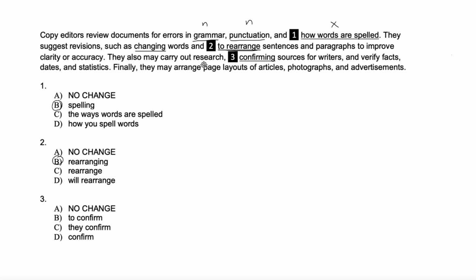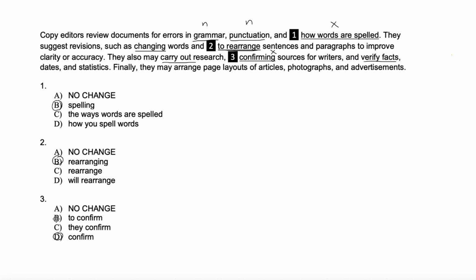They also carry out research, confirming sources for writers and verify facts. Now we've got another list over here. Look at this. Carry out research, confirming is wrong. We've got a gerund over here. Sources for writers and verify facts. These are simple plain tenses. So we don't need a gerund over here. It should be carry out research, confirm sources for writers and verify facts. So that should be option choice D.